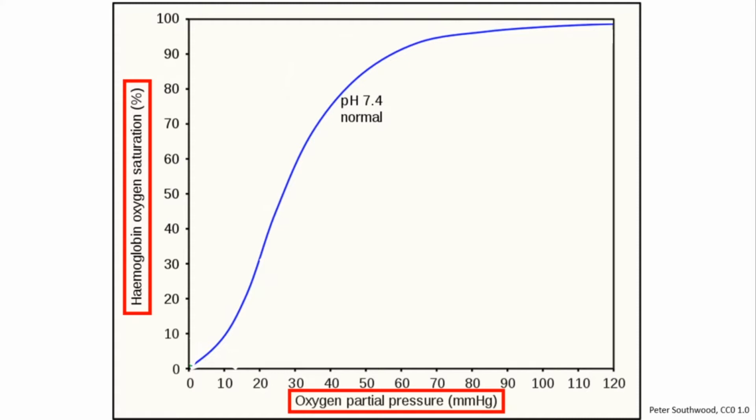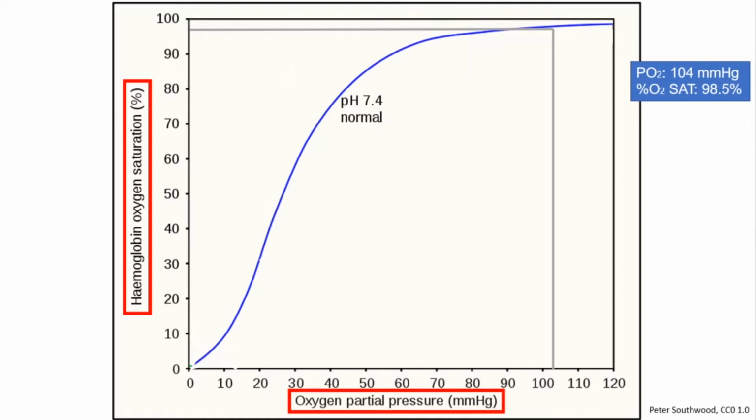First, let's take an example in which we have high oxygen concentration in the blood vessels coming out of the lungs. And normally, it will be around 104 millimeters of mercury. And in the diagram, we can see that it will correspond to approximately 98.5% of oxygen saturation.